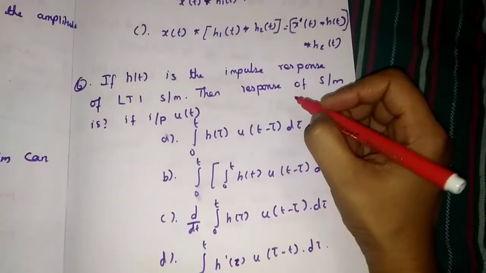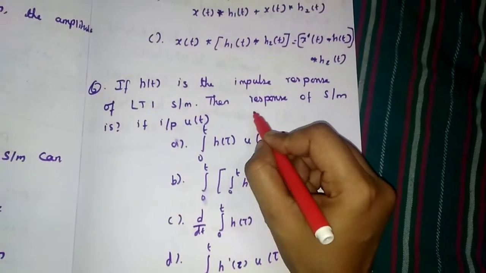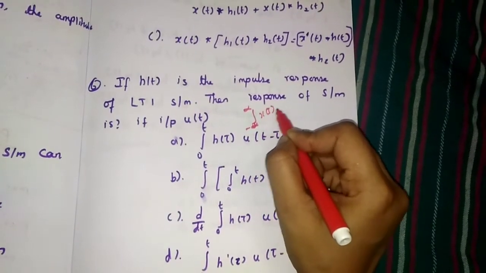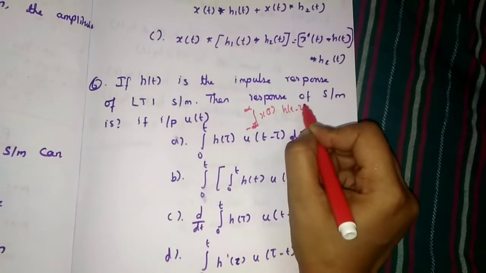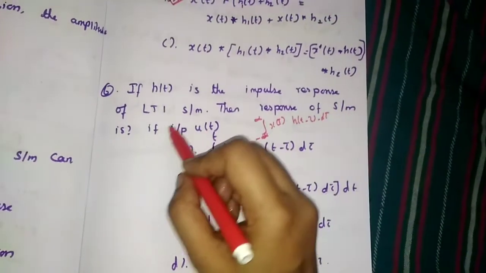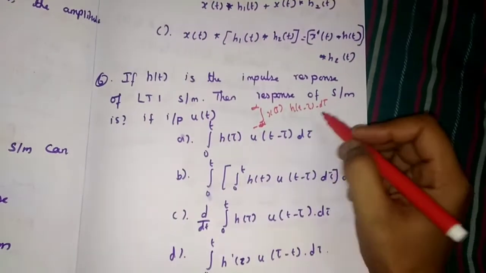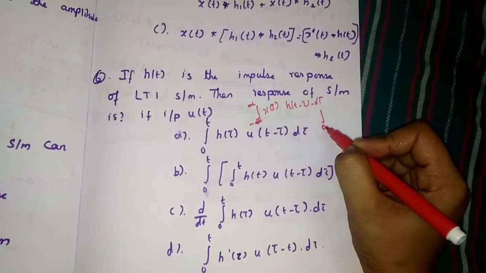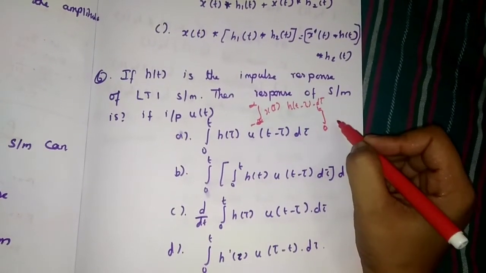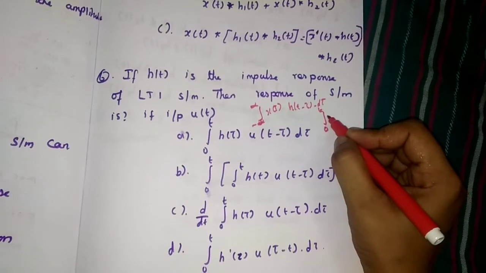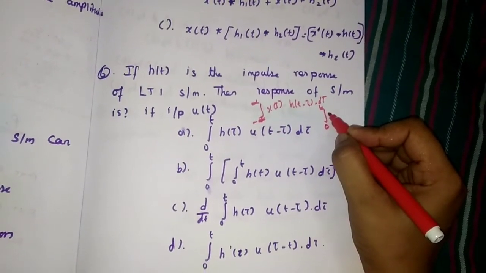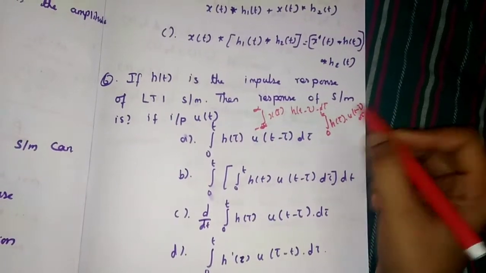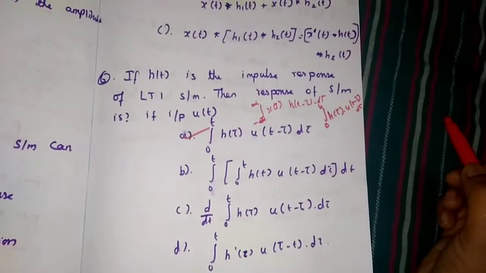So we know that y(t) is the integral from minus infinity to infinity of x(tau) h(t minus tau) d tau, and here the input is the unit step function. So the initial condition is 0, and for t greater than 0 it is u(t), so the integral of h(tau) u(t minus tau) d tau. So the answer here is A.